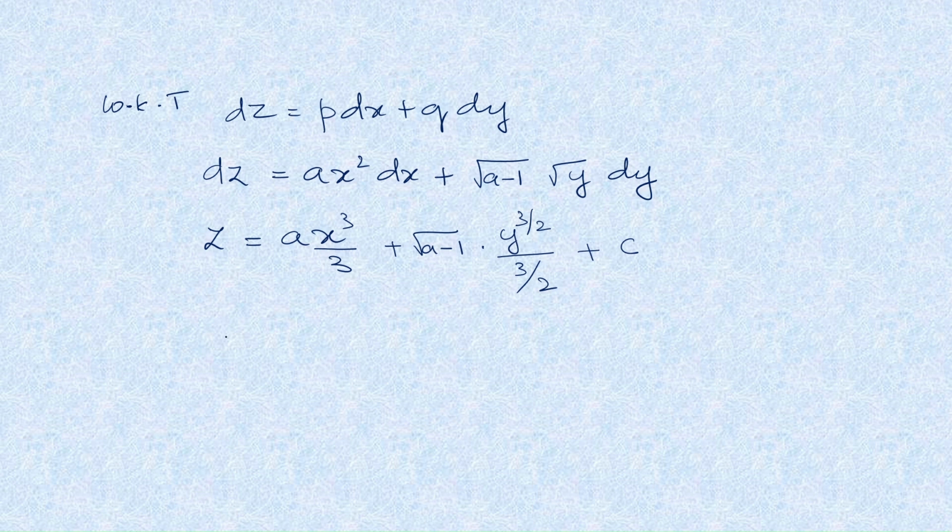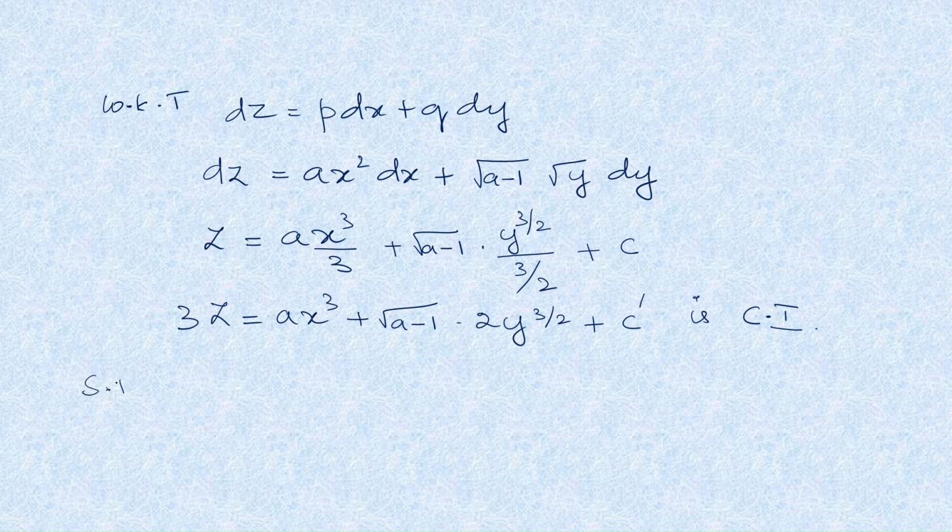Now we can take the LCM on both sides. 3 we are having, so we can cross multiply. So 3z is equal to a x cube plus root of a minus 1 into 2 times, this 2 will go to the numerator, so 2 into y power 3 by 2, plus again 3 into c is another constant. Let it be c dash. So now this is the complete integral.